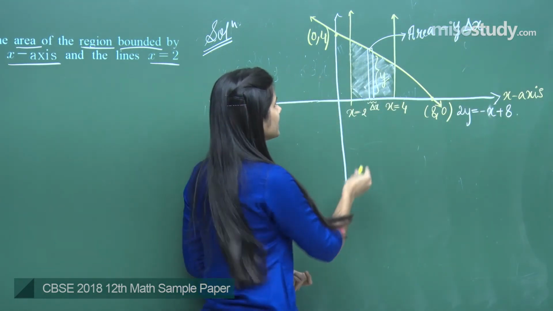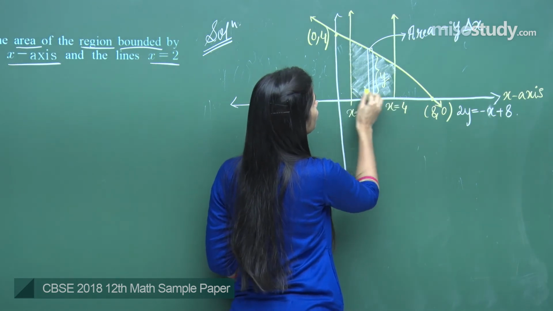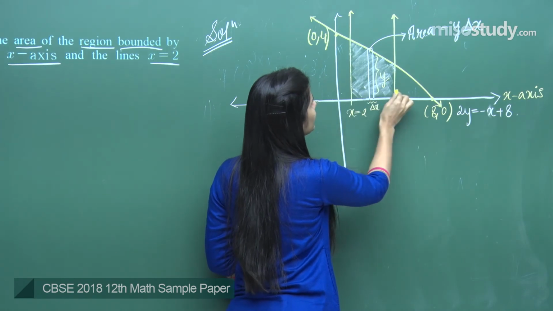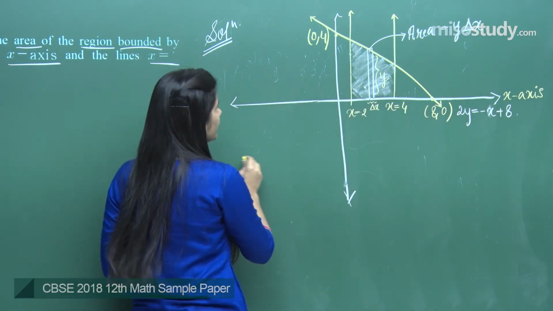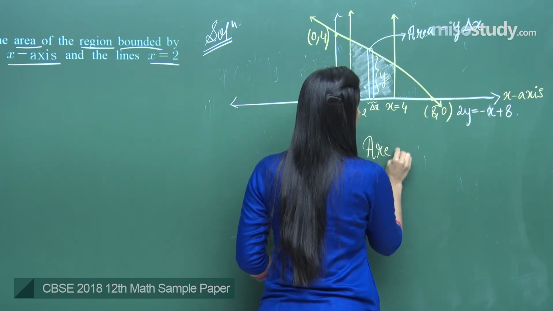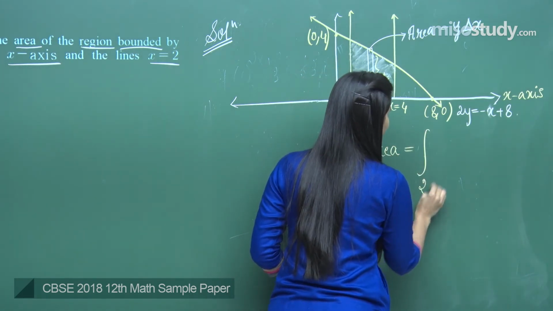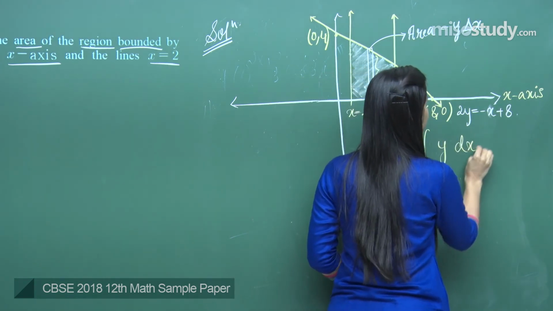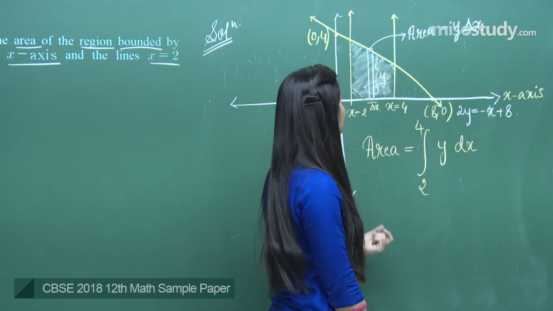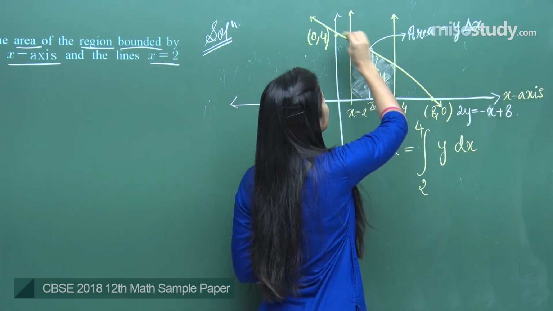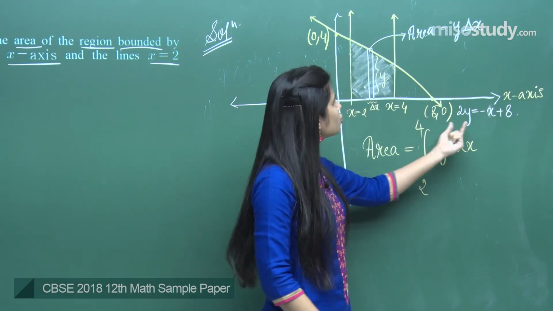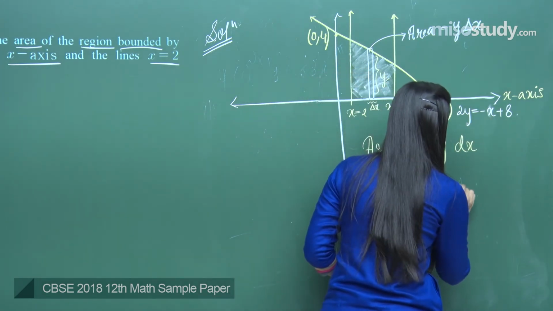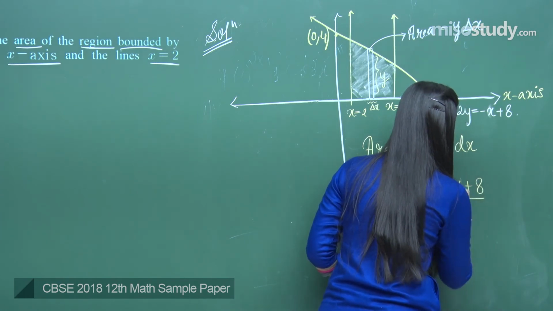Also, this approximating rectangle can move, this is a vertical rectangle, so this can move from x equals 2 to x equals 4, and therefore your required area is the integral from x equals 2 to x equals 4 of y dx. And what is this y? Well, basically this point is lying on the line. This line is 2y equals minus x plus 8. So y is minus x plus 8 divided by 2.